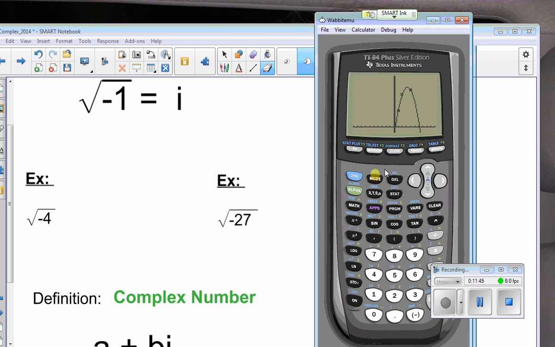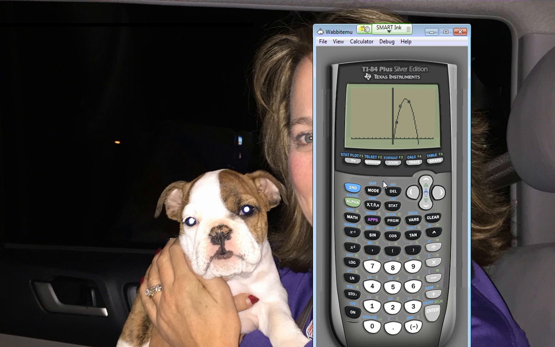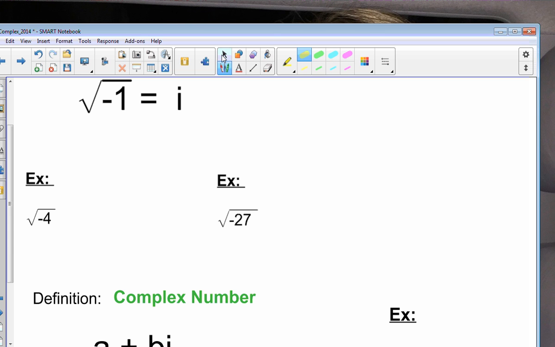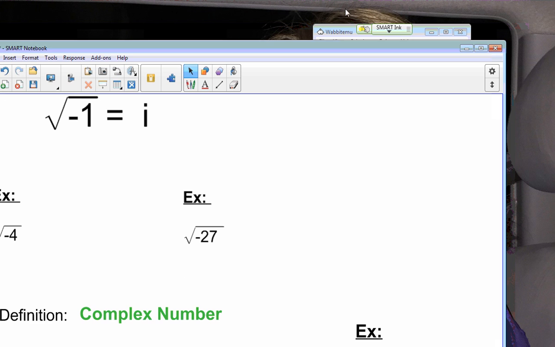Oh really? That was really weird. Uh-oh, where'd that go? That's my dog. But have I shown you my pictures of my new puppy yet? Sorry, I'm obsessed a little bit. All right, there it is. Okay, good. So let me just get my calculator back up.